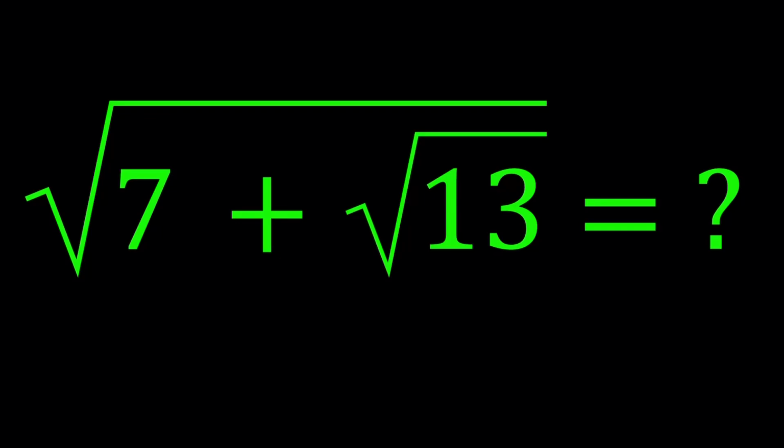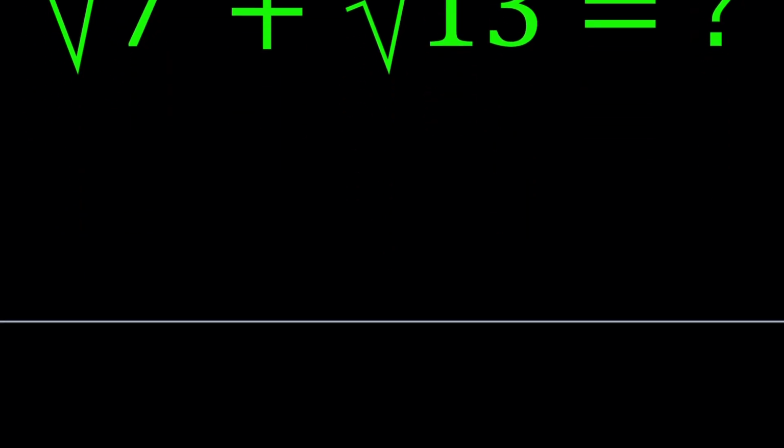Hello everyone. In this video, we're going to be simplifying a radical expression, or denesting a radical. So we have the square root of 7 plus square root of 13, and we're going to simplify this expression. I'll be presenting two methods, and let's start with the first one.